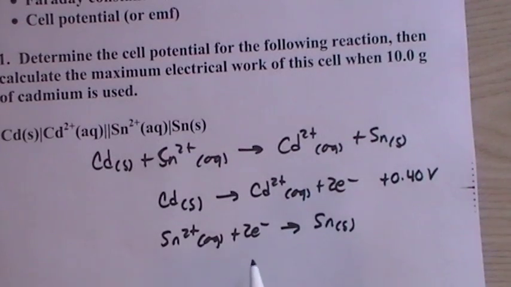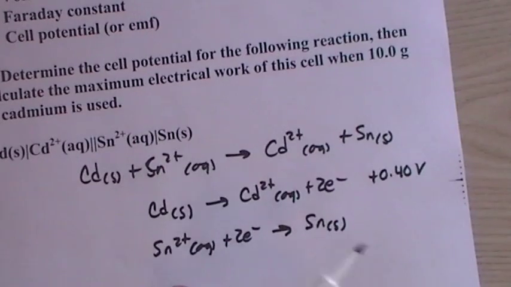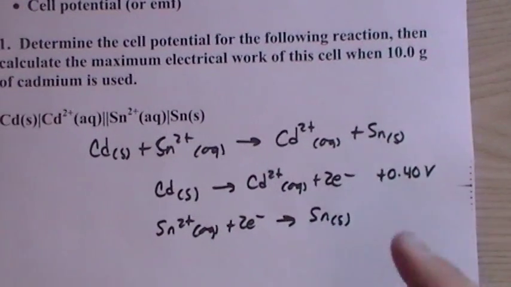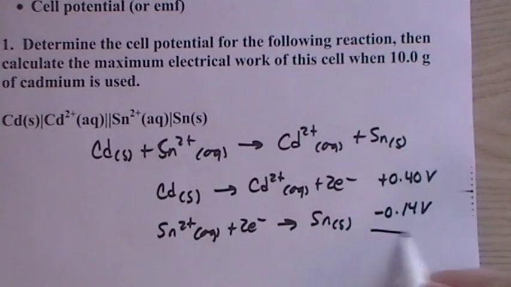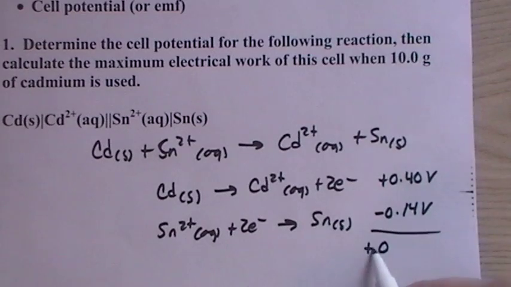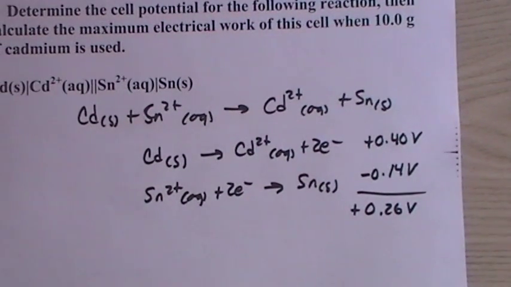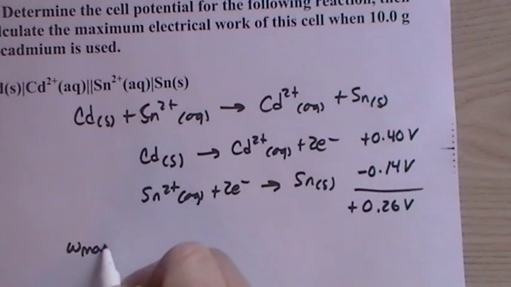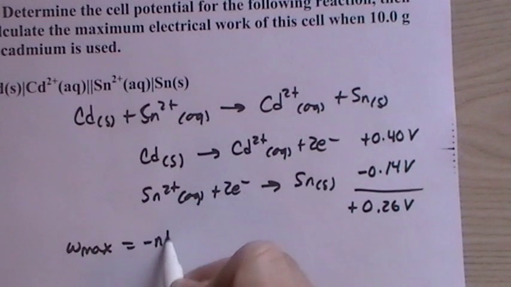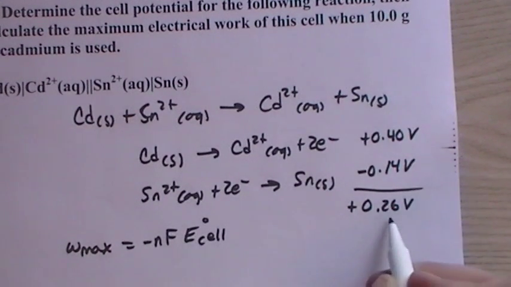Then tin 2+ remains, that's the reduction, so it remains in the same order as in the table, so we just take negative 0.14. So overall is going to be plus 0.26 volts. Okay, and then the maximum work is negative nFE cell. And we just found E cell.